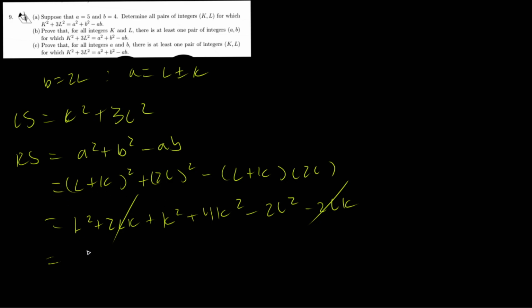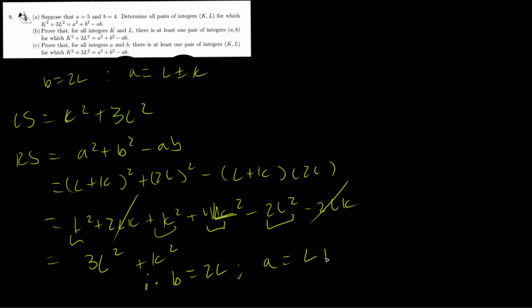Okay, so in the end, we collect these terms together. It'll be l squared plus 4l squared minus 2l squared, so this equals 3l squared. And we just have a k squared here. So left side equals right side. Therefore, b equals 2l, and then a could equal l plus k.